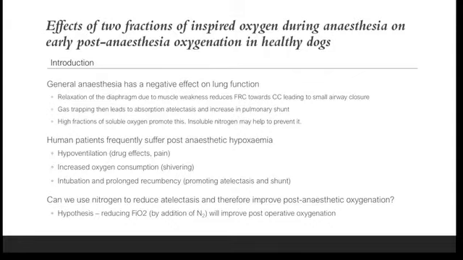So can we use nitrogen as an insoluble gas to reduce the atelectasis and therefore improve post-anaesthetic oxygenation? The hypothesis from these authors was that by reducing the inspired oxygen fraction with the addition of nitrogen, they would improve the post-operative oxygenation.